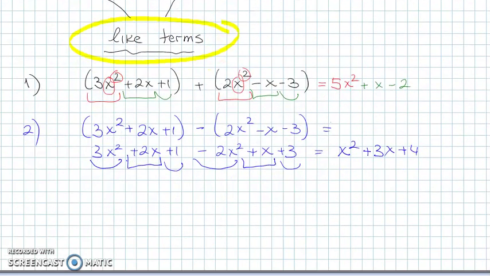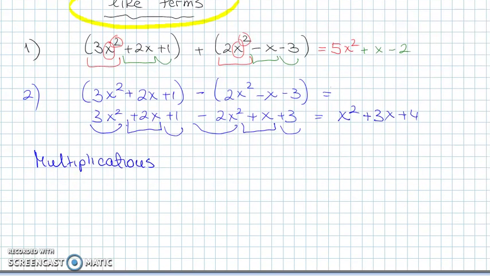Now let's look at the multiplication. I recommend that you copy examples in your notebook just to have them as your notes on the lesson. So I will give you three questions, three examples. The first one is the easiest one, when you have monomial multiplying binomial.